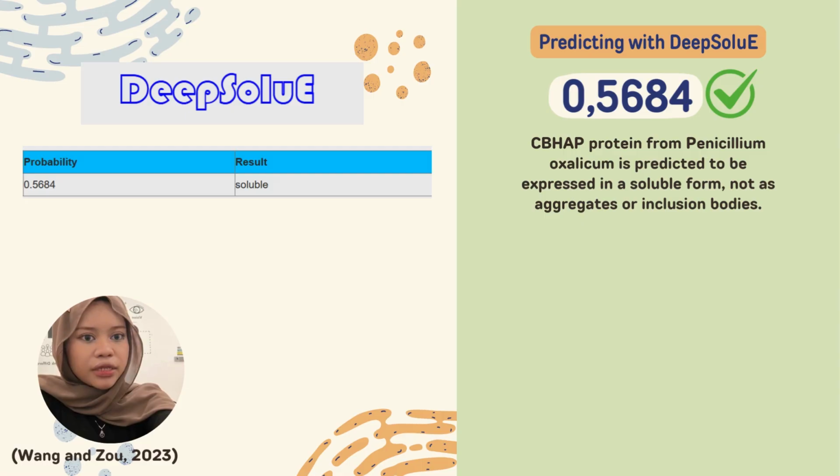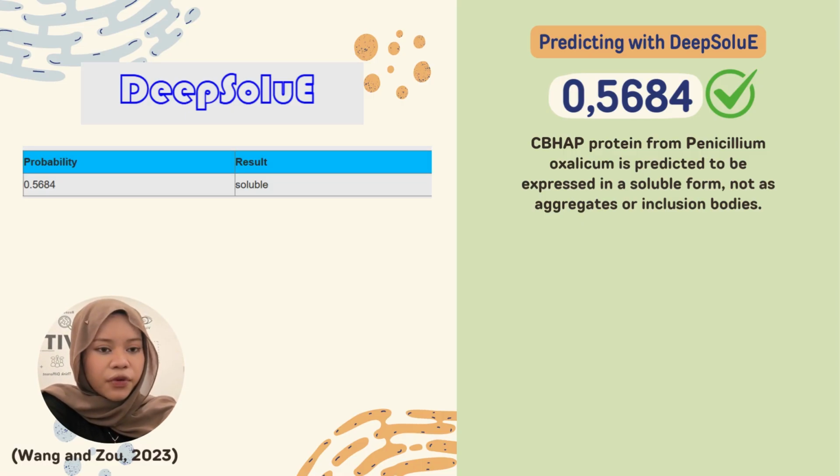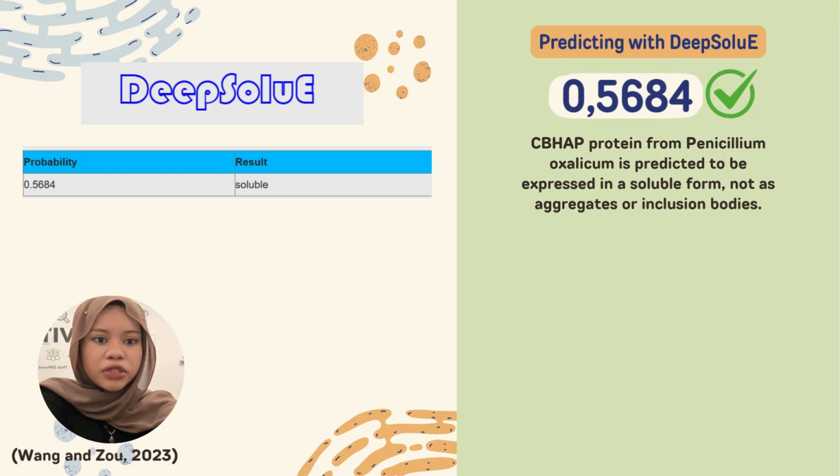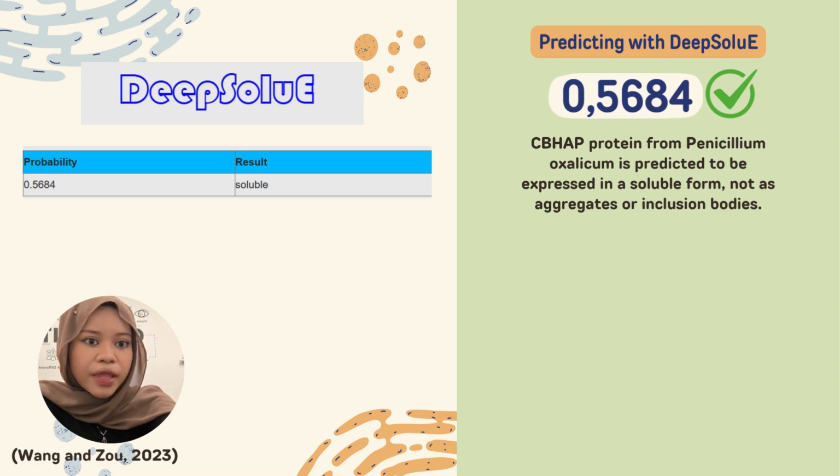DeepSoluble gives a solubility probability score of 0.5684, and since this is above the 0.5 threshold, the prediction indicates that the protein is likely to be expressed in a soluble form, rather than forming aggregates and inclusion bodies during the expression. And this is important because soluble proteins are much easier to purify and use in downstream applications, whether for research or industrial enzyme production.